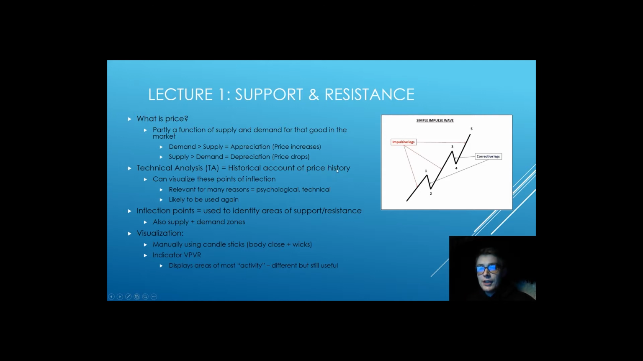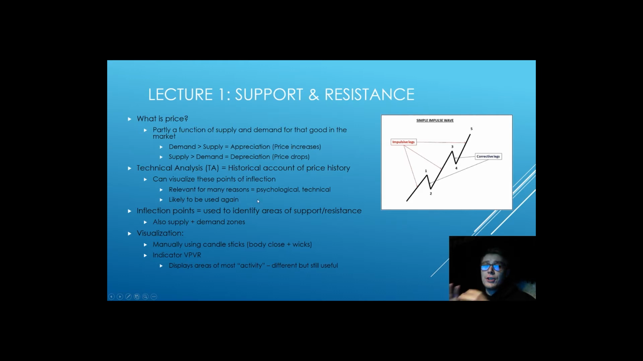and thus you can visualize a lot of these points of inflection, AKA zones of supply if it's acting as a resistance, or demand if it's acting as a support. Exactly, these inflection points are used to identify areas of support and resistance, as we just talked about, and they're also known as supply and demand zones. You'll see a lot of people refer to them simply as support and resistances, but at the end of the day, they are liquidity zones or areas of supply and demand.